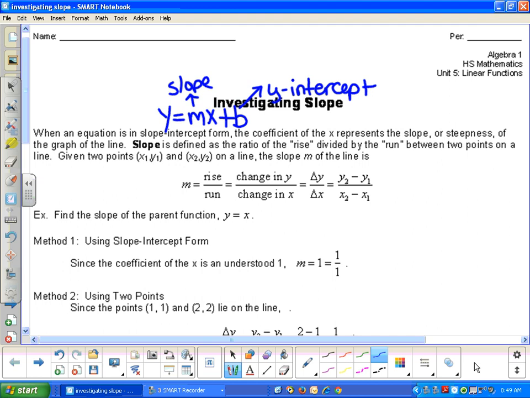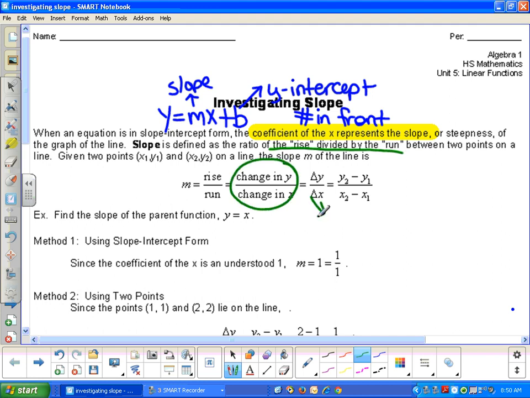Another word we need to know, right here, is coefficient. The coefficient of x represents the slope. Coefficient means the number in front. Just like I've got m labeled right there. The number in front of x is the slope, or steepness. It's also defined as the ratio of rise over run. Rise is y, run is x, so we always want the change in y over the change in x.